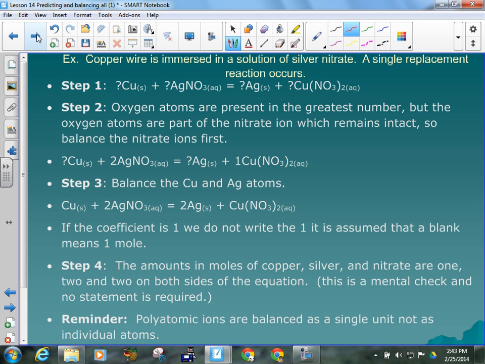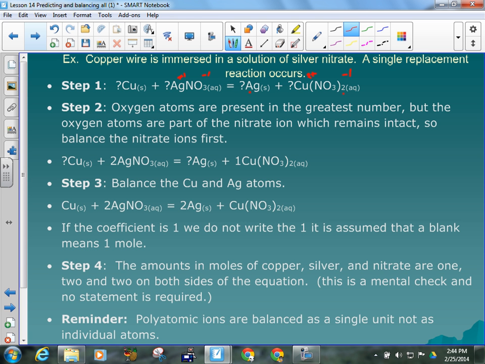So it says copper wire is immersed in a solution of silver nitrate. A single replacement reaction occurs. So I write out Cu as an element, silver nitrate, AgNO3, this is +1, that's -1. A single replacement reaction means that silver will get replaced by copper, because in a single replacement reaction, metals replace each other or non-metals replace each other. So silver ends up by itself, copper ends up with nitrate. Copper's most common charge is 2. Nitrate is -1, so when we drop and swap, we end up with Cu(NO3)2.